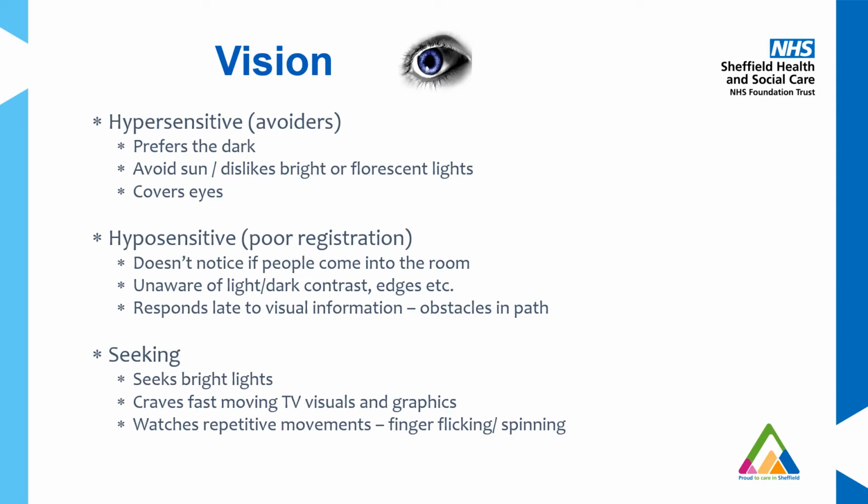Crowded places where there is both a lot going on visually and movement, so things change, can be particularly difficult. People who are under-responsive to visual stimulation may not notice a lot of what is going on around them. They may not notice someone comes into the room, struggle to see contrasts and the edges of shapes, and may be slow to respond to visual information, and therefore not avoid obstacles in their path.